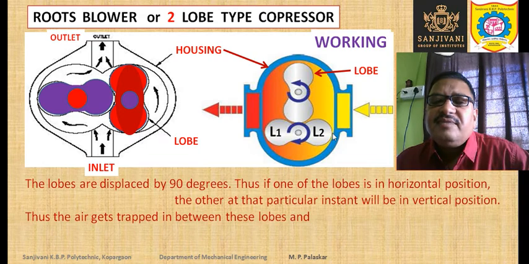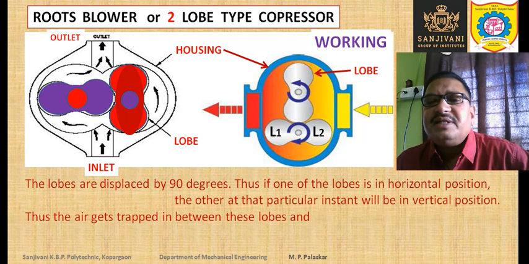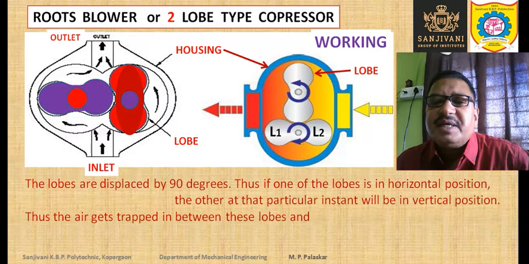And there is a very small clearance here between the casing and the lobes, and this clearance is filled by the oil film. So due to the oil film, you will find that the air cannot leak from one space to the other space. So the air will not leak from the higher pressure space to the lower pressure space, and these spaces are moving from the inlet to the outlet in this particular direction.